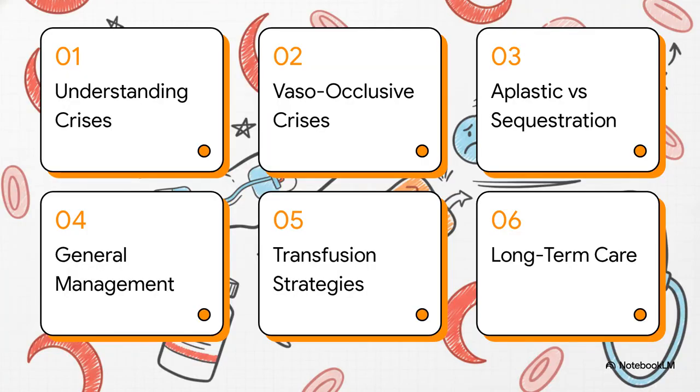So, here's our game plan. We're going to start with the big picture, right? What a crisis actually looks like clinically. Then we'll zoom in on the specific types you're likely to encounter. We're talking vaso-occlusive, aplastic, and sequestration. From there, we'll get into the nitty-gritty of general and advanced management, and then we'll wrap things up with the super important topic of long-term prevention.